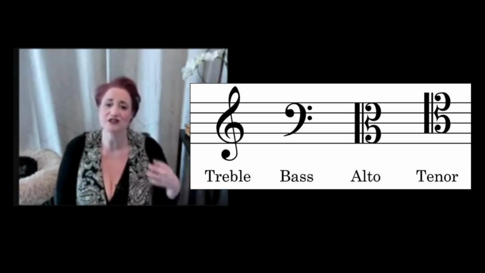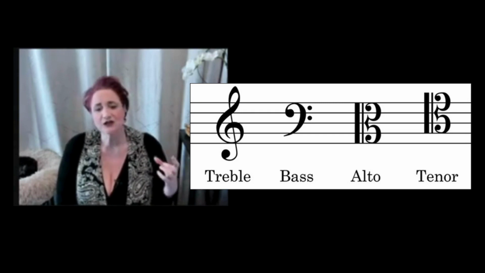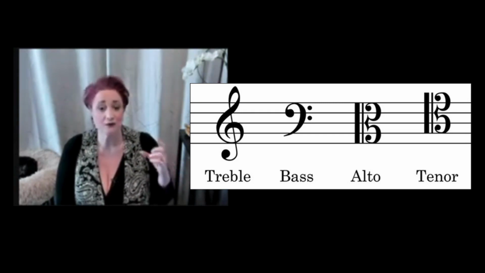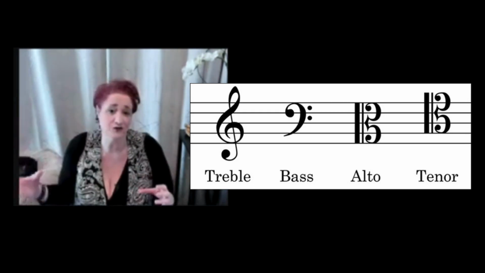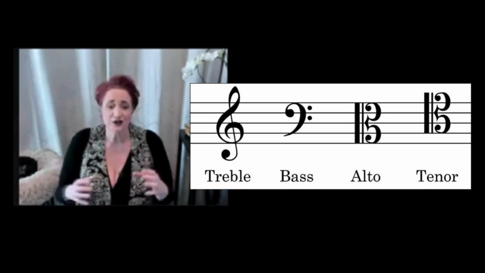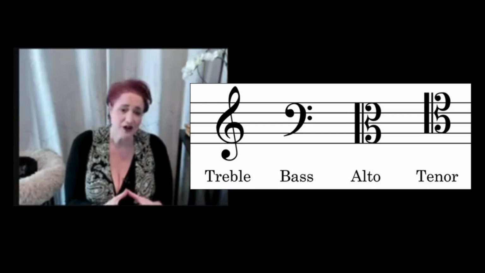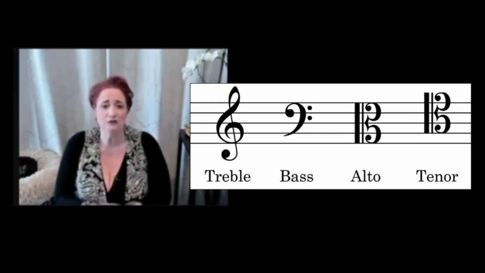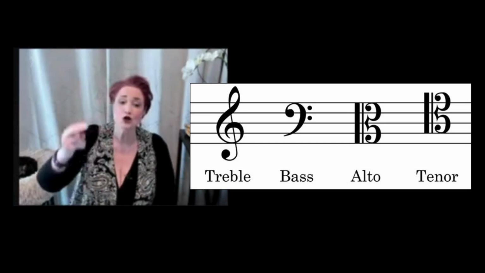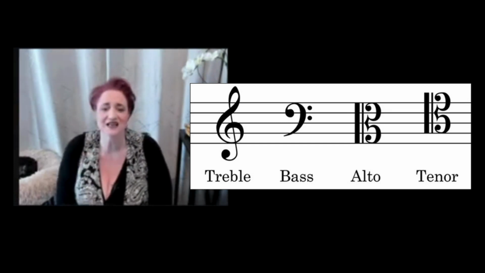The first clef is the treble clef, and the treble clef is often representing higher pitched instruments or higher pitched voices. And so when you see the treble clef, you can see the little tail of the treble clef where it ends curves over the second line.